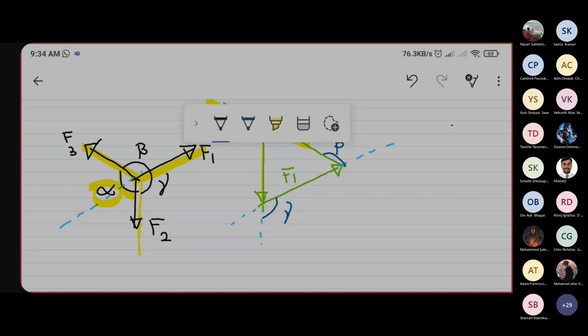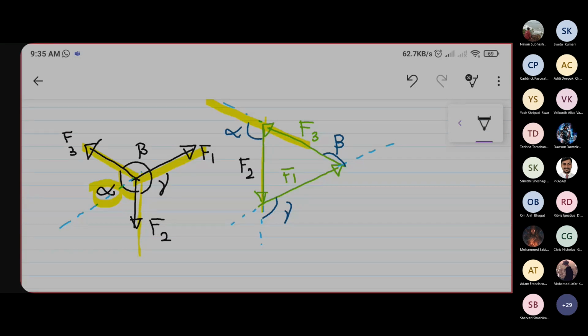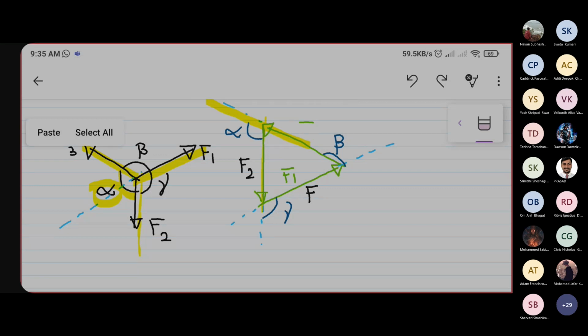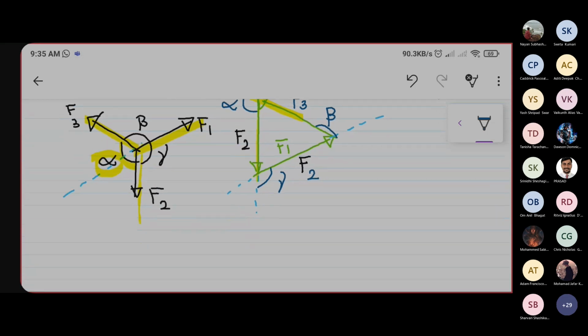Now we'll write forces. This is vertical downward F2 and this is F3. Okay, so F1, F2 and F3. Now the triangle is done. Now what does the sine law say?